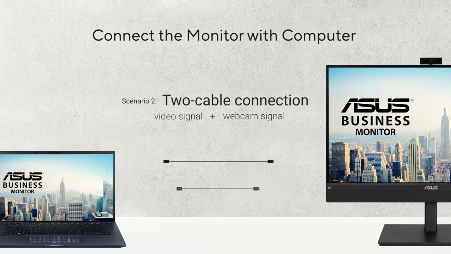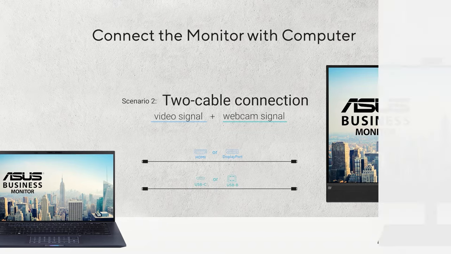If your computer has other signal inputs, such as DisplayPort, HDMI, or VGA ports, you need to connect the monitors with a USB Type-C or Type-B port for data upstream.